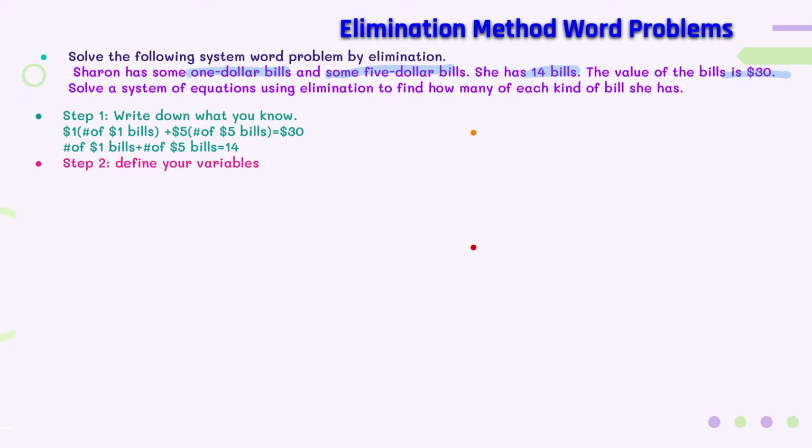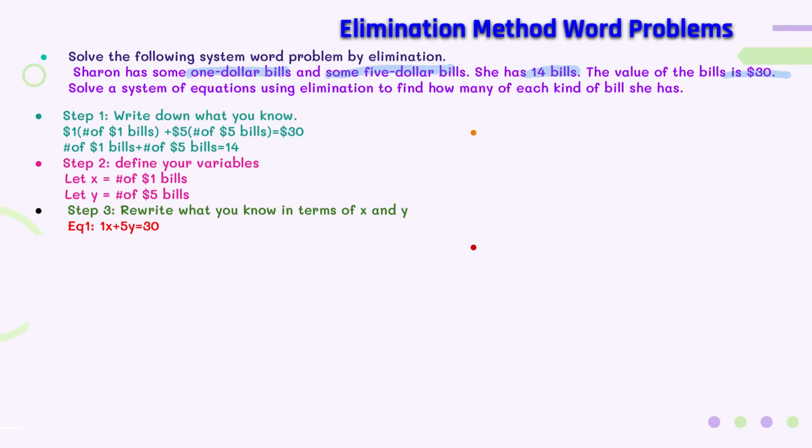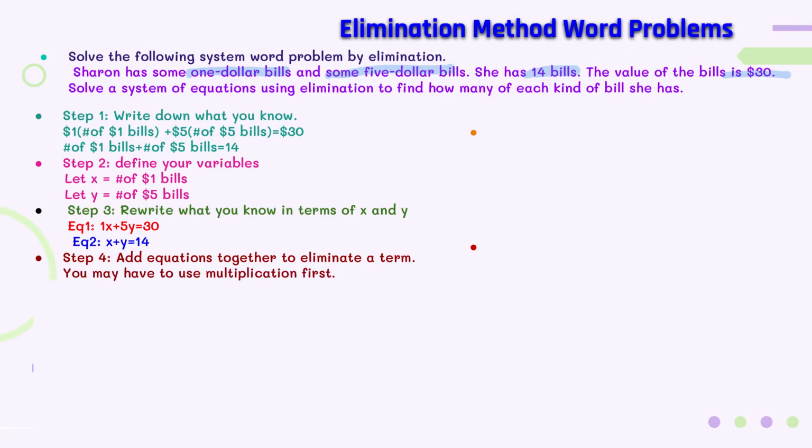Step 2 is to define my variables. So I said, let x equal the number of $1 bills. Let y equal the number of $5 bills. Step 3 is to rewrite what you know in terms of x and y. So my equation 1 is 1x plus 5y equals 30. And my equation 2 is x plus y equals 14. Step 4 is to add the equations together to eliminate a term. You may have to use multiplication first.